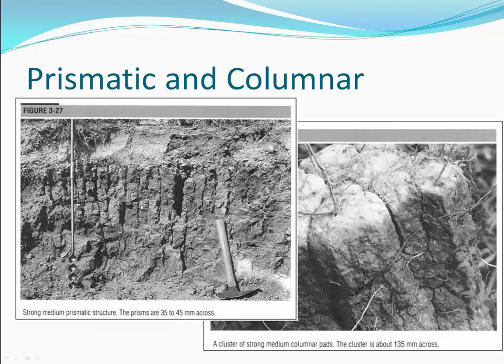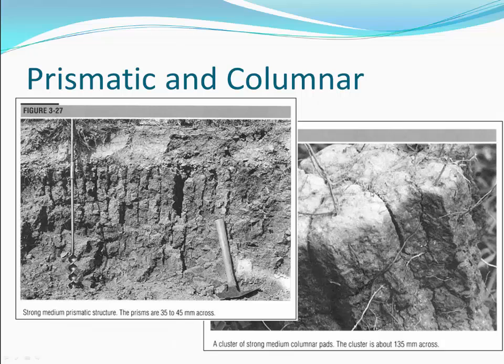And again, if we have vertical cracks, that's going to be very, very easy for water, air, and roots to pass from one part of the soil to another. So this is probably a pretty good indication of good quality soil. However, the columnar structure is an indicator of poor quality soil.